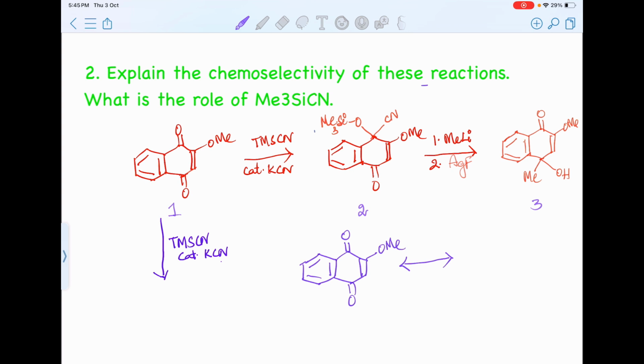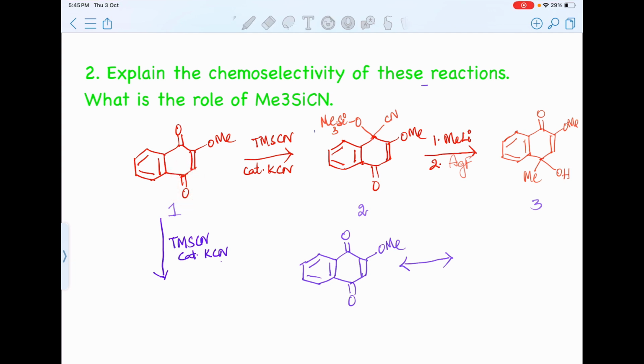The next question is, explain the chemoselectivity of these reactions and what is the role of trimethyl silyl cyanide. In this reaction there are two carbonyl groups in the starting material, this one and this one. In the first step the starting material reacts with the trimethyl silyl cyanide and we get the intermediate. So this is the cyanohydrin, and this cyanohydrin on reaction with methyl lithium, this carbonyl group is converted into an alcohol. So here there are two carbonyls and this carbonyl is the less reactive.